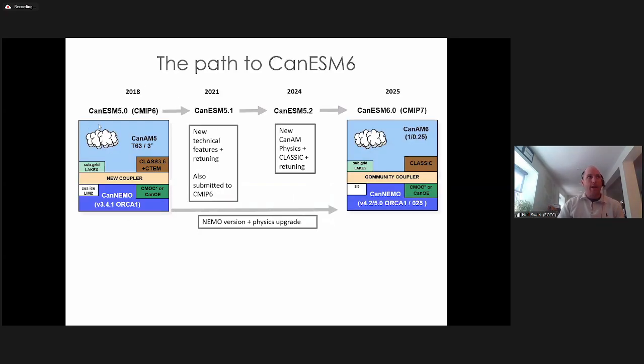So we've heard a little bit about CanESM5 that we submitted to CMIP6, that we had ready about 2018. In 2021, we had an update to that, which I've spoken about in previous CMOS sessions, with new technical features and a retuning of the model. We also submitted CanESM5.1 to CMIP6. Carsten mentioned some of the updates that have gone into CanESM5.2, and Vivek talked about the CLASSIC update. So these things, together with an update to the version of the ocean model NEMO and some physics upgrades, will form the basis of the new model CanESM6, which we intend to use in CMIP7 starting at the end of 2025.